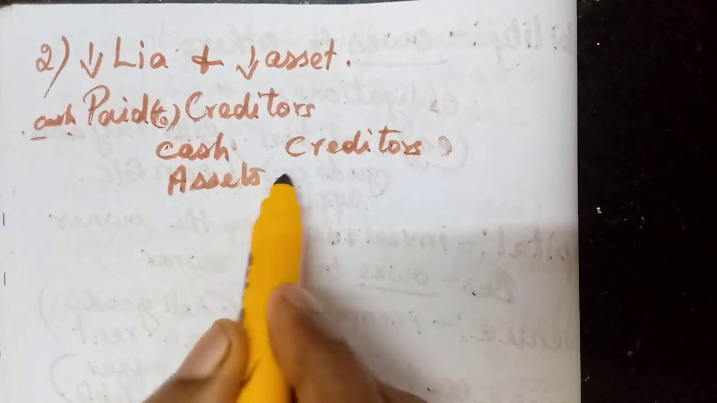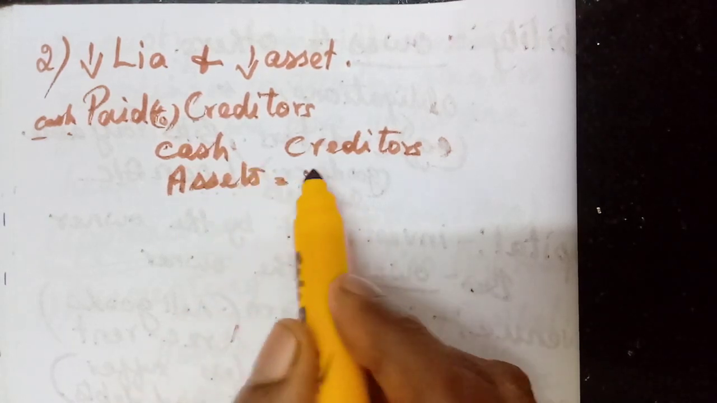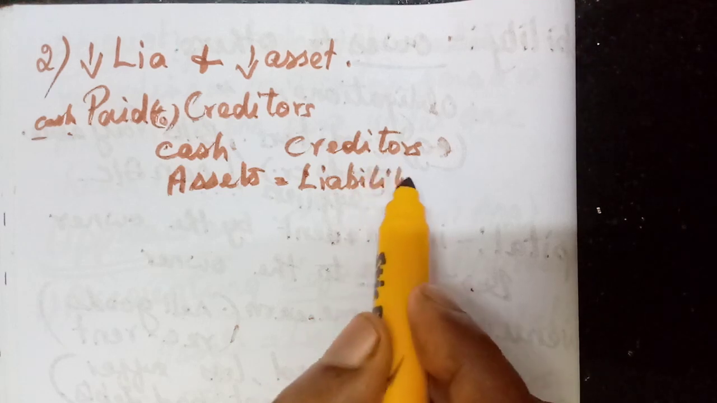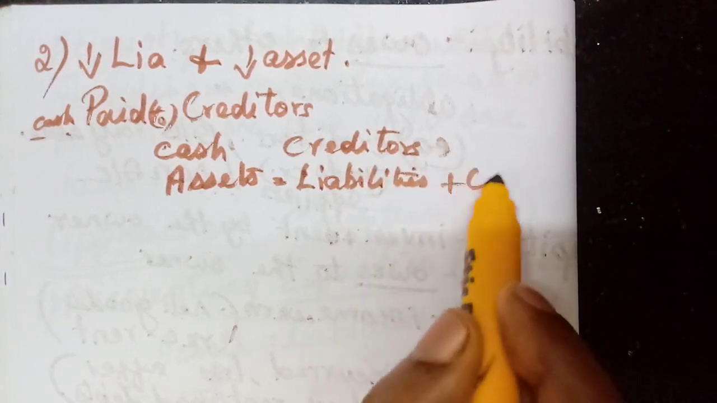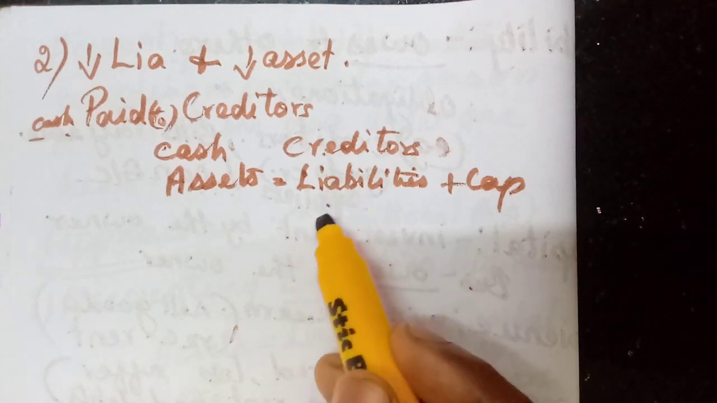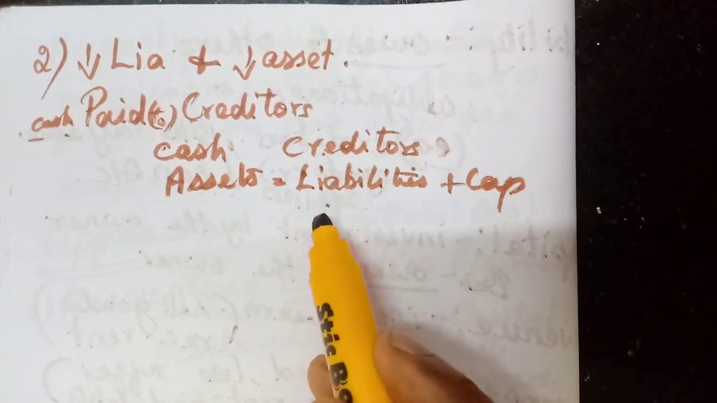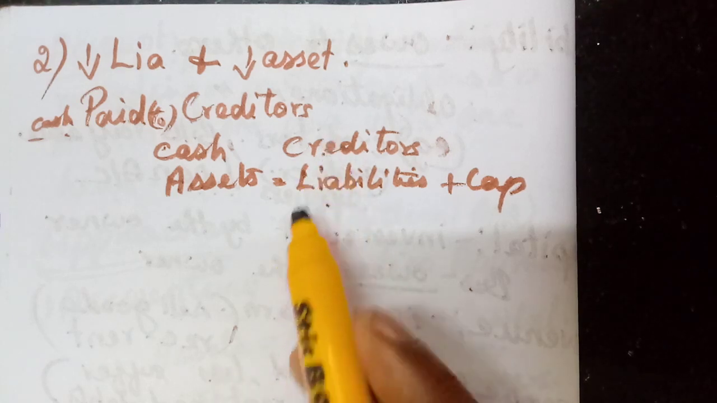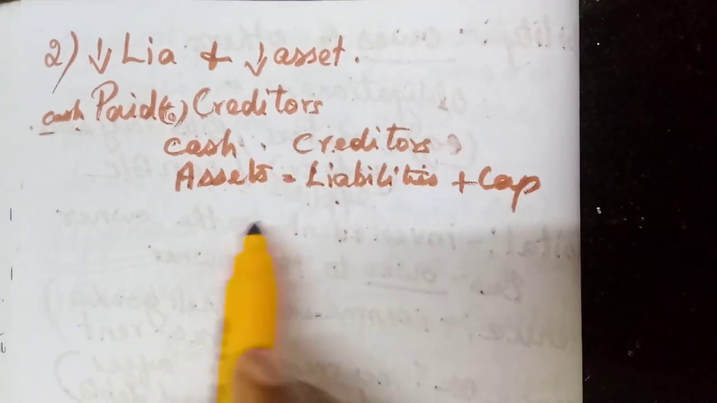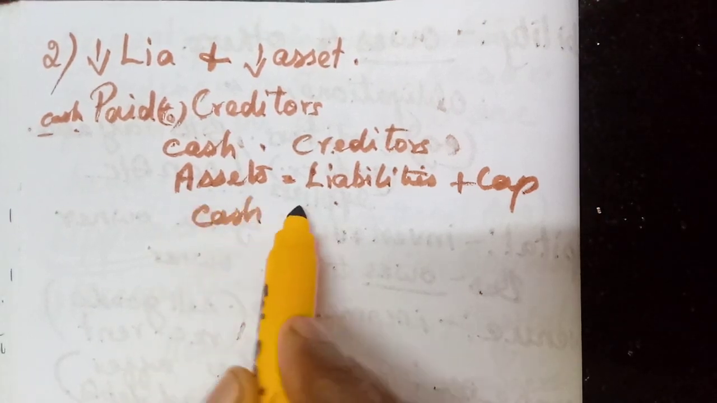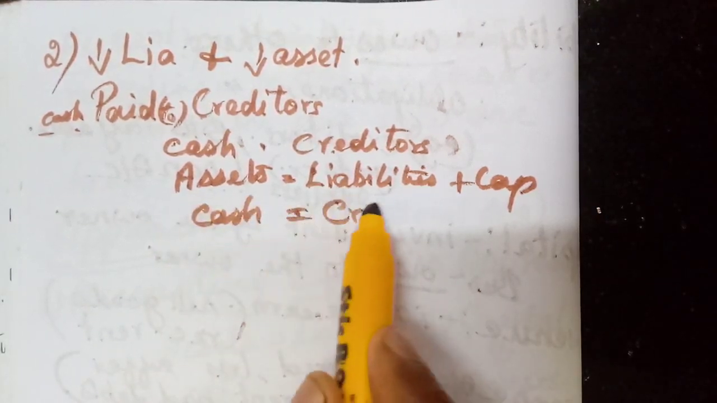Here, now we can write the equation. Assets is equal to liabilities plus capital. Here there is no capital, so we need to write liabilities. Here it will come under creditors because creditors is a liability for the business. Okay, the business has to pay back to the creditors. They are the suppliers. Understood? What is the asset here? Cash. What is the liability? Creditors.